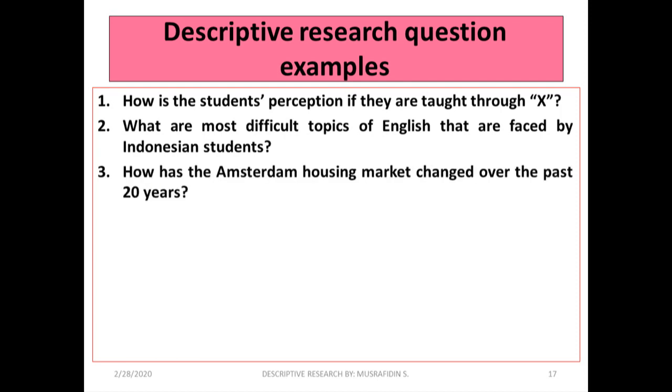Number three, how has the Amsterdam housing market changed over the past 20 years? In this case, the researchers explain how the process is changing. So this is only an explanation of the changing process.